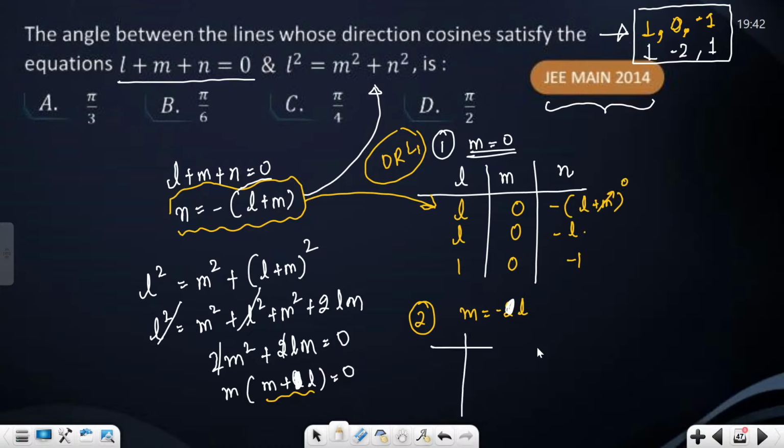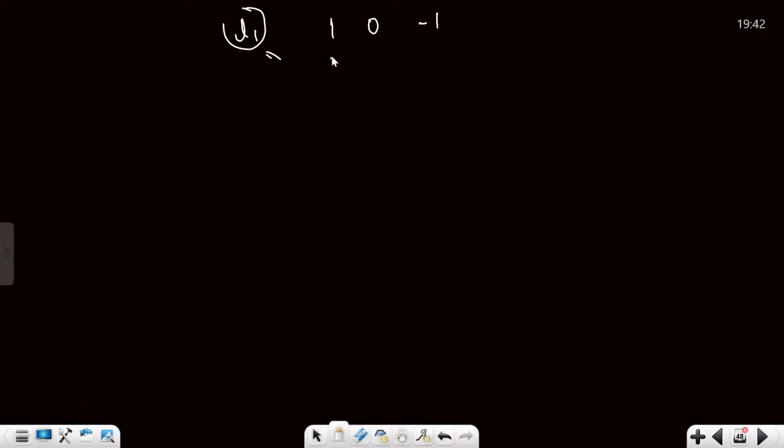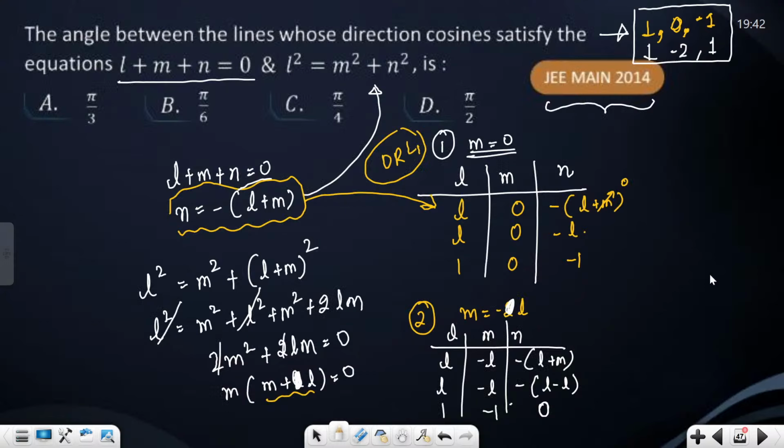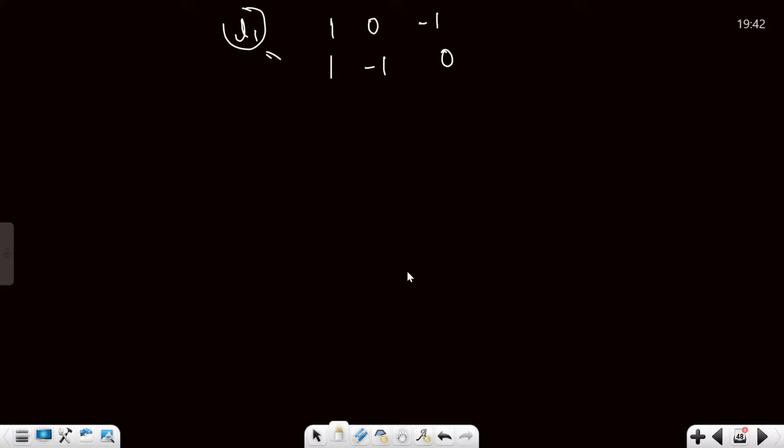Yes, one more time. l, m and n. So this is going to become l, m is minus l and n is minus of l plus m. So l, minus l, and minus of l plus m. Now m is minus l, so l, minus l, so this is 1, minus 1 and 0. The second line is 1, minus 1 and 0 guys. Yes, now it's perfect.